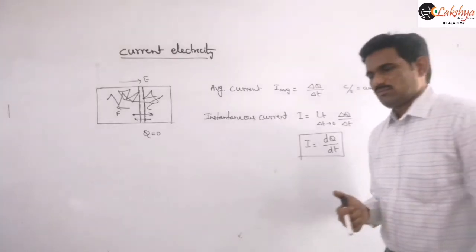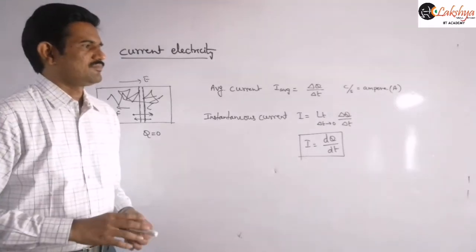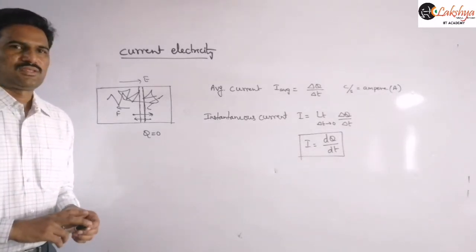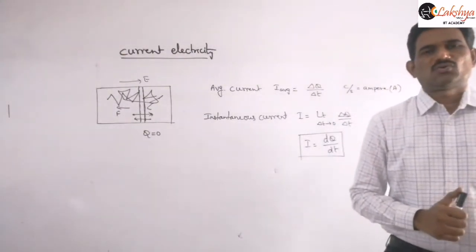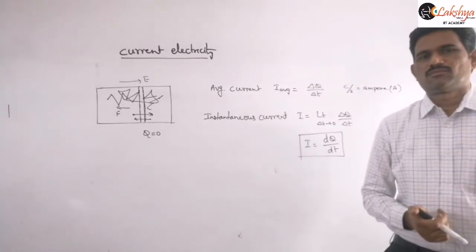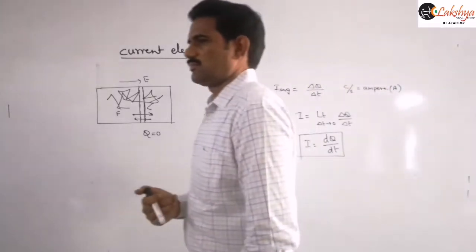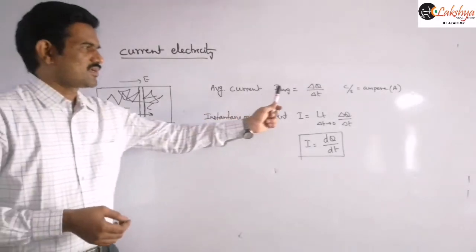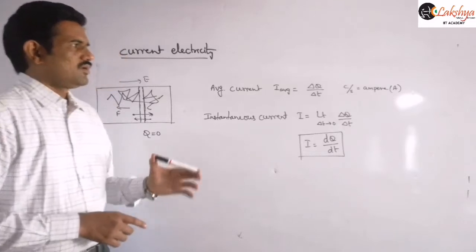The average current flowing through the given cross section can be defined as the ratio of total charge flowing through the cross section to time interval. Therefore, write this: average current I average is equal to delta Q by delta T, and the unit is coulomb per second, which is ampere.